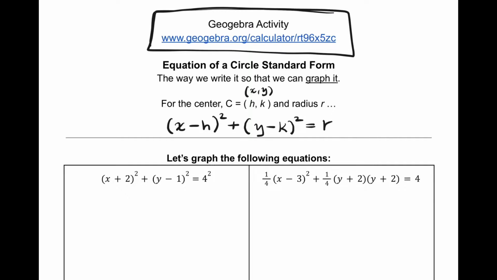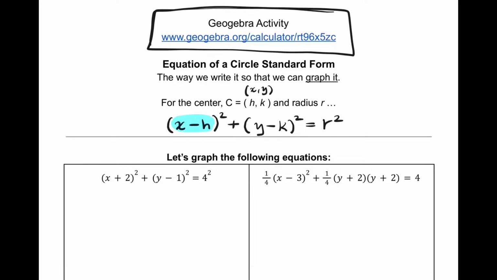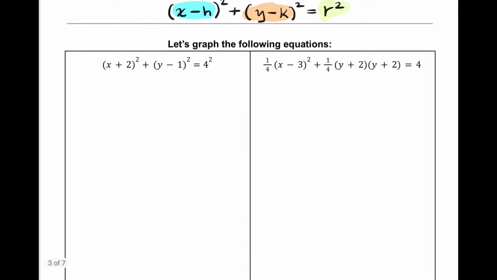Equals r squared. So you see our Pythagorean theorem in here, right? Here's my x term. Here's my y term. Here's my r term. So these guys still have to add to r squared, but now I'm subtracting, moving them over before I actually start making my points. So together we can graph these equations.